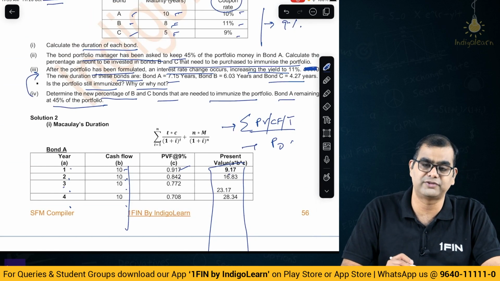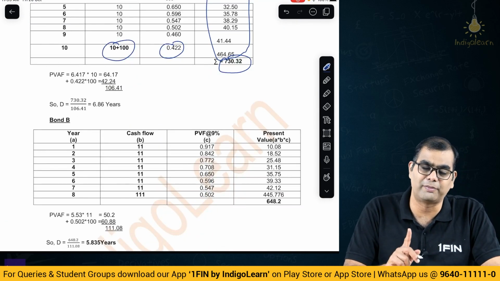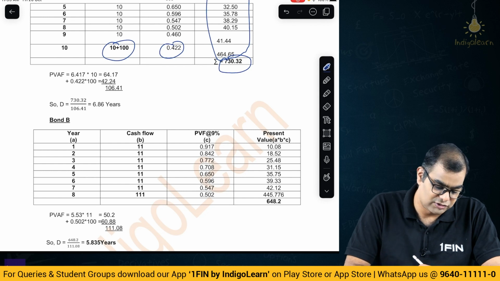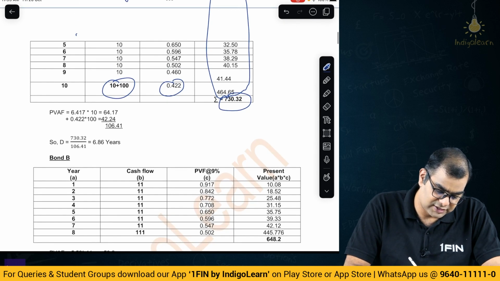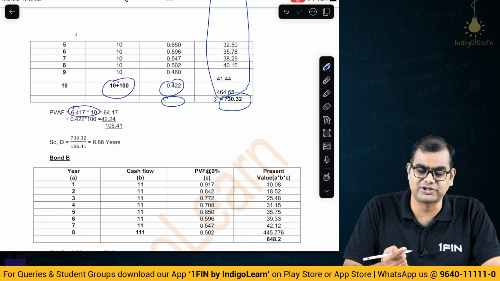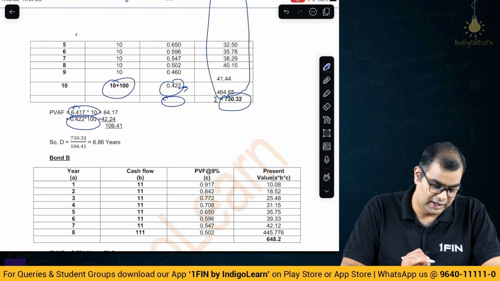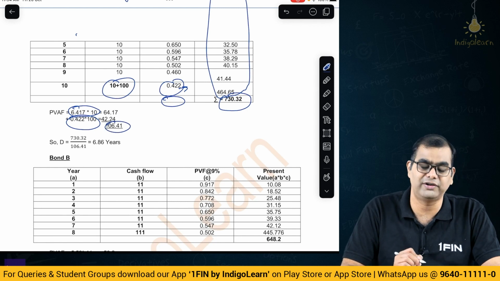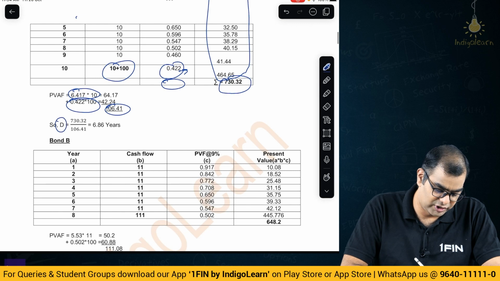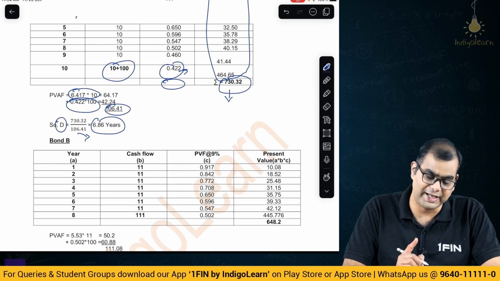730 is the numerator. Then you also have to get the denominator, which is the price. What is the price? Because face value is 100 and the yield has come down, the price will go up above 100. Price is the sum of all these present value factors multiplied by 10, because each year the coupon flow is 10, plus the last year's present value factor multiplied by 100. So you get the price as 106.41. So the duration is the numerator 730 divided by the denominator 106, and you get 6.86 years. So you get the duration of bond A as 6.86.